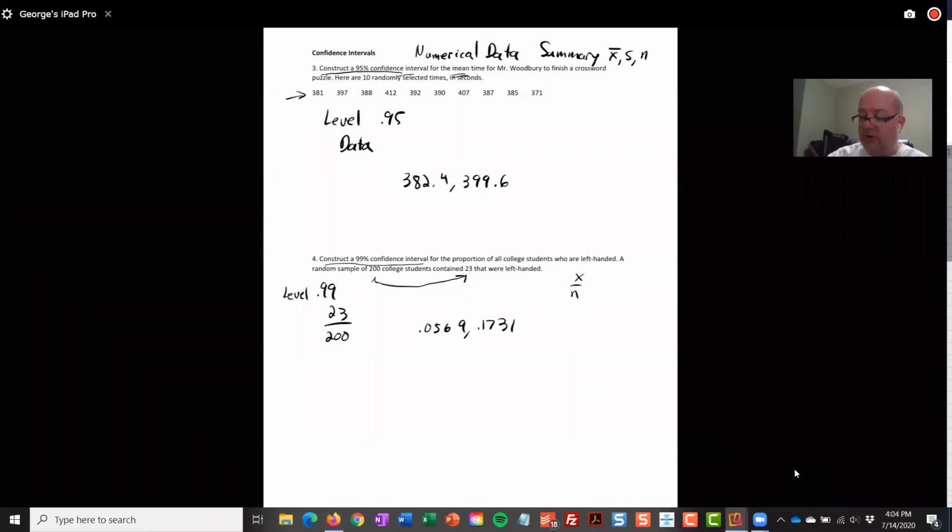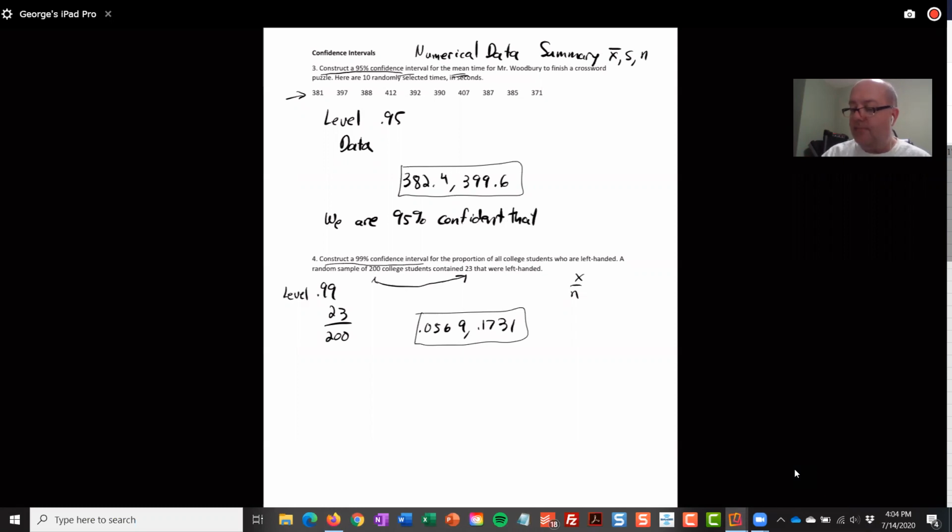And I've got the two intervals listed, but on your final, you need to write the sentence that goes with it. So the first one would be something like, we are 95% confident that the mean time for all puzzles is between 382.4 and 399.6 minutes. Take a moment, pause the video if you have to, and think about what the sentence should be for the second problem on the screen.